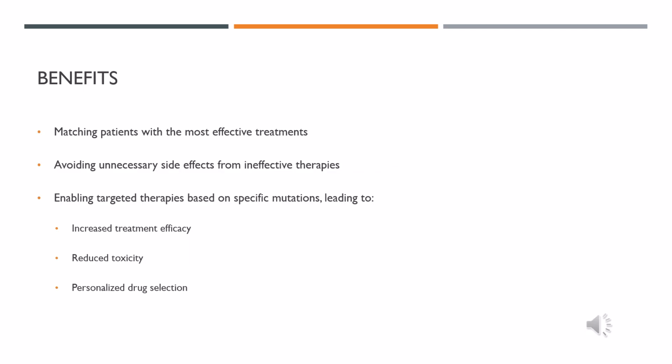So here are some of the key benefits of using genotype-guided therapy. First, it helps us match patients with the most effective treatment. Instead of guessing or using a trial-and-error approach, we can choose drugs that are more likely to work based on a patient's tumor or pathogen profile. Second, it helps us avoid unnecessary side effects, especially from drugs that probably wouldn't help in the first place. And third, it enables targeted therapy. When we know the specific mutation driving a disease, we can go after it directly. That leads to better outcomes overall, more effective treatment, fewer side effects, and ultimately, a more personalized approach to care.